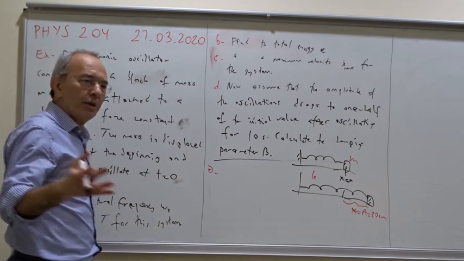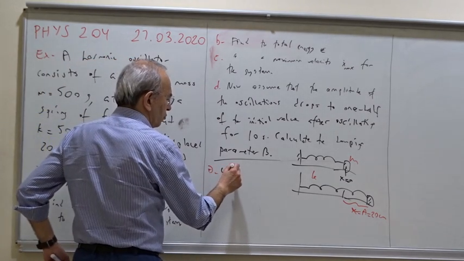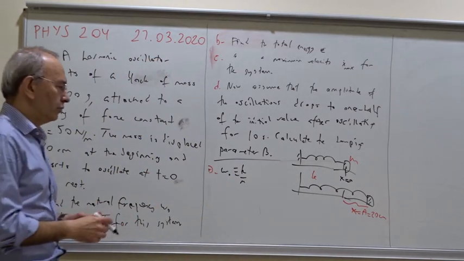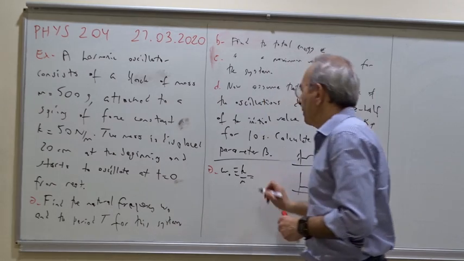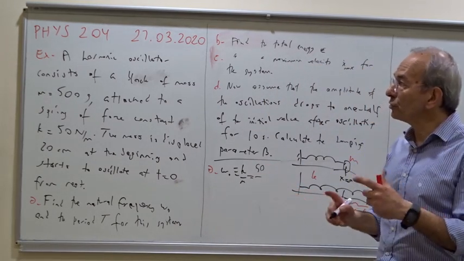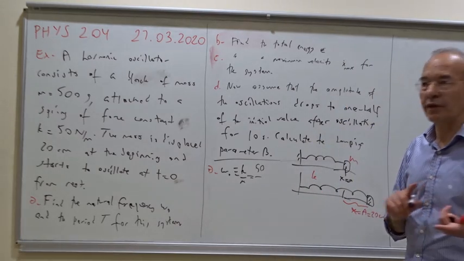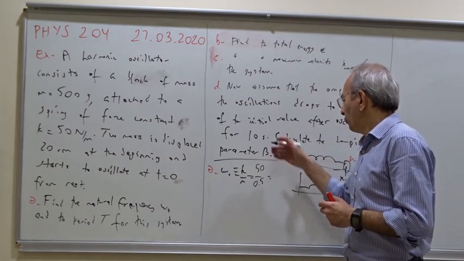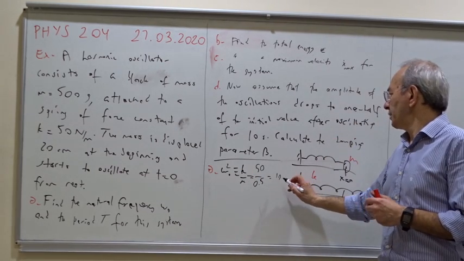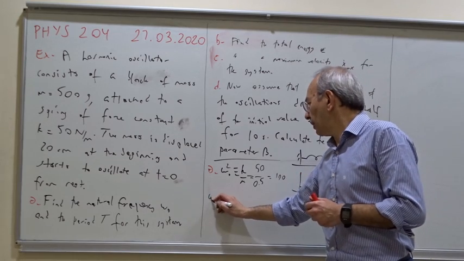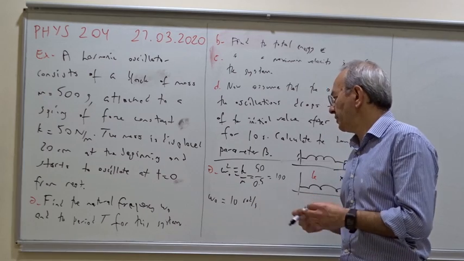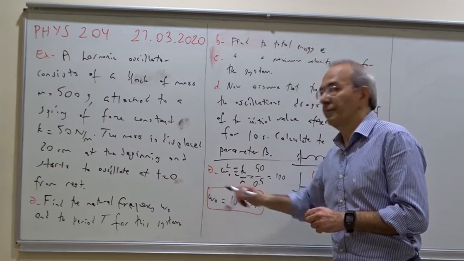Find the natural frequency omega 0. Omega 0 squared is defined to be k over m. Both are given in the problem, numerically. So what is k? It is 50 newtons per meter. What is mass? Of course, 500 grams corresponds to 0.5 kilogram. So 50 over 0.5 is 100. Omega 0 squared is 100, so that omega 0 is just the root of this, 10 radians per second, numerically.